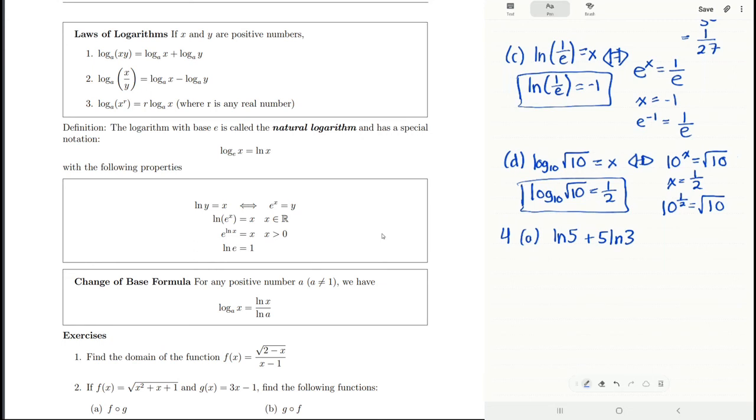Well, we can write this as the natural log of 5 plus the natural log of 3 to the power of 5. So here we're using the third law to rewrite the coefficient in front of the logarithm as an exponent on the number 3.